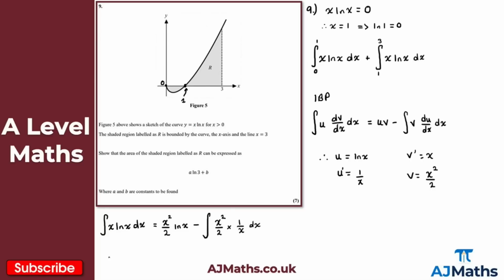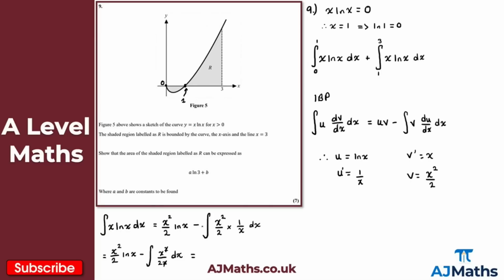Let me just write this down underneath. So I've got the x squared over 2 ln x. That won't change here at the beginning. And I've got minus the integral here. I've got x squared over 2x. So I'll just write it out in full and then I'll cancel it down. So x squared over 2x. That x there will cancel one of those x's. So I get minus the integral of x over 2 with respect to x.